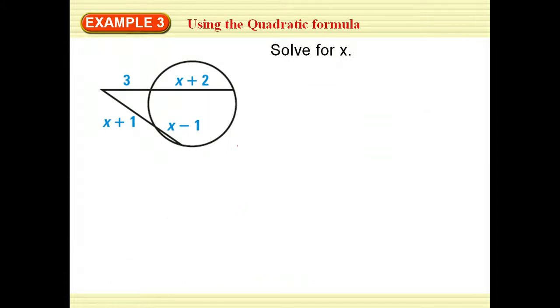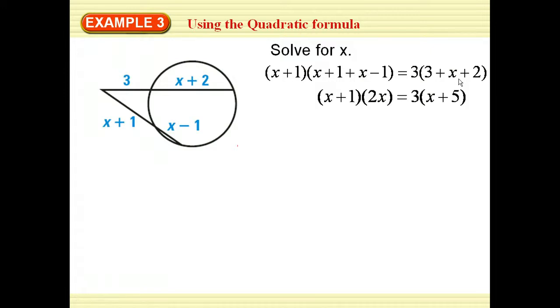So in this one, the same thing. I need my external part times the entire segment. So for this secant segment down at the bottom, I need x plus 1 multiplied times the two of them added together. And at top, I've got 3 times the two parts added together. Doing a little simplifying gives me x plus 1 times 2x and 3 times x plus 5. So when I distribute that, I get 2x squared plus 2x and 3x plus 15.